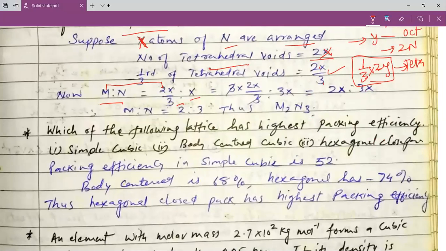Now if we multiply both sides of this ratio by 3, 3 multiplied by 2X/3 is to 3 multiplied by X, that gives us 3X. When we cancel this 3, we will get 2X is to 3X. So we can say that M is to N is equal to 2 is to 3. That means the formula is M2N3. It simply means that when you have 2 atoms of M, you have 3 atoms of N. That means the formula is M2N3.